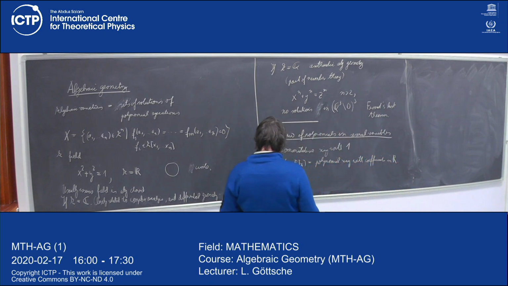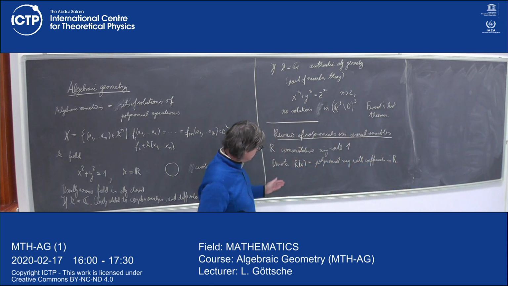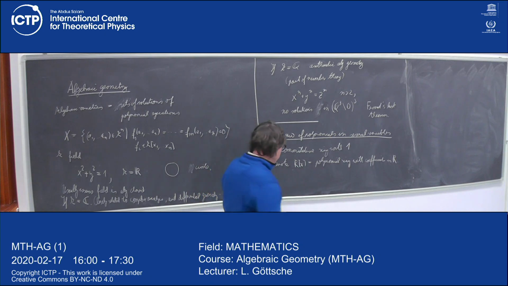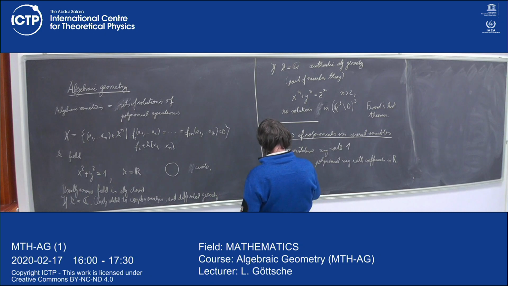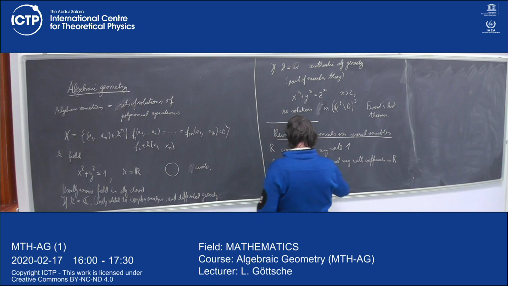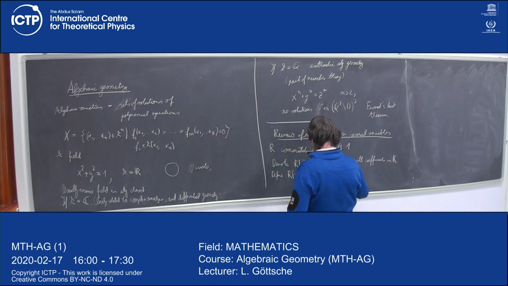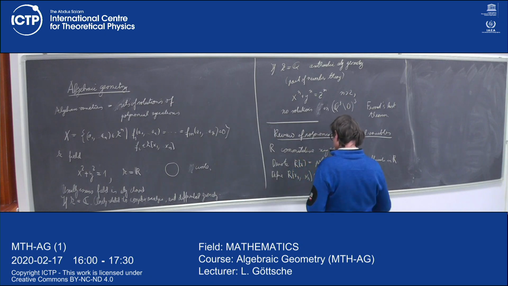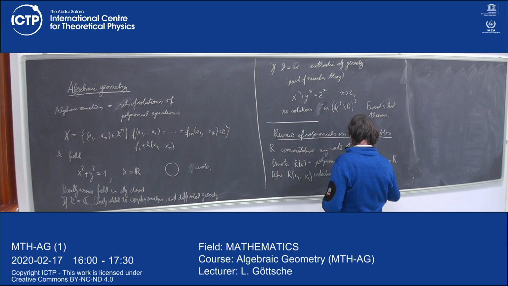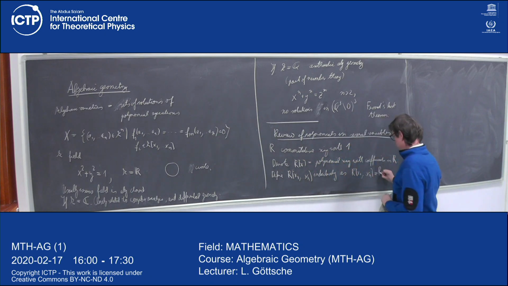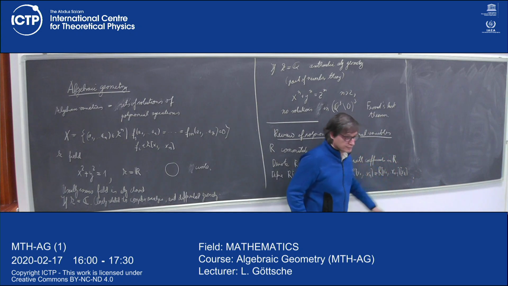And then we define the polynomial ring in several variables inductively. A polynomial in 2 variables is a polynomial in 1 variable whose coefficients are polynomials in 1 variable. So we define R[x1,...,xn] inductively as: take the polynomial ring with coefficients in a variable xn whose coefficients are polynomials in the other variables.